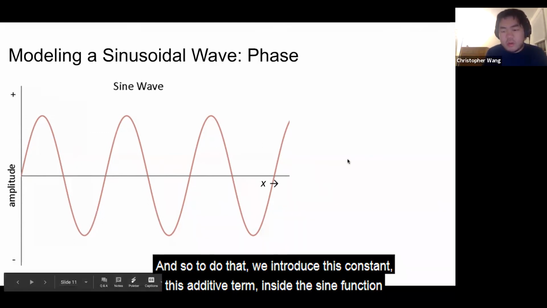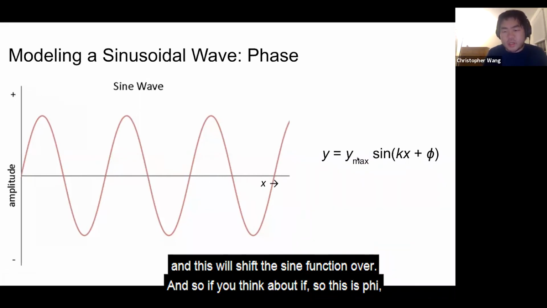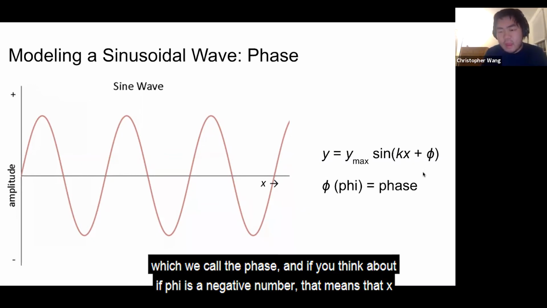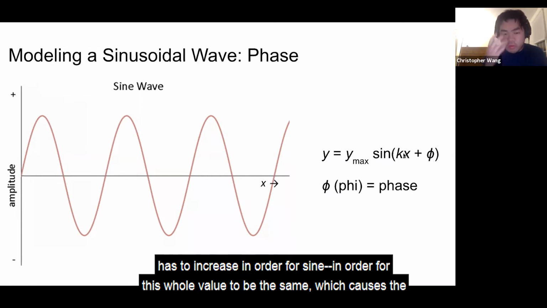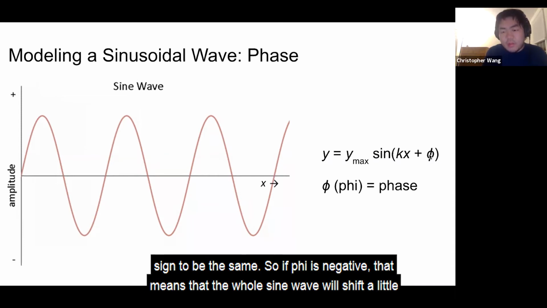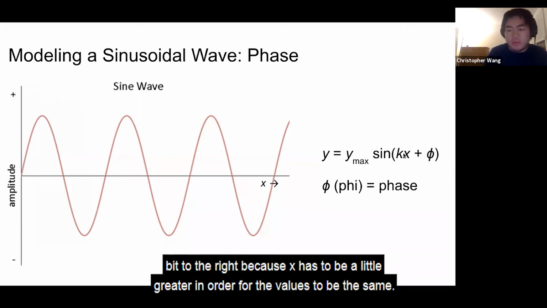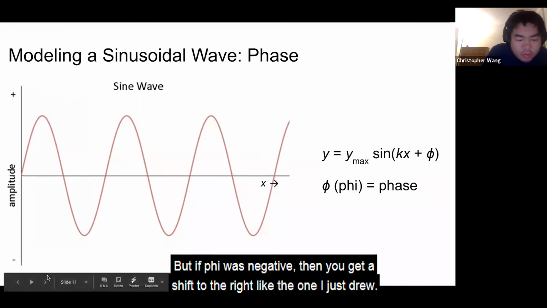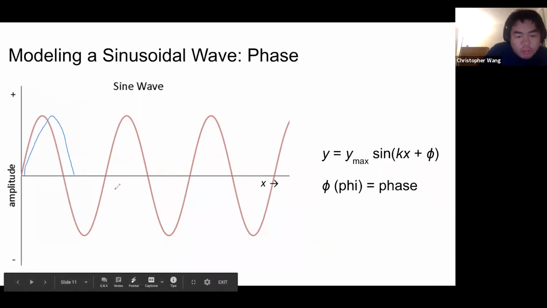To do that, we introduce this constant, this additive term inside the sine function, and this will shift the sine function over. This is phi, which we call the phase. If phi is a negative number, that means that x has to increase in order for this whole value to be the same, which causes the sine to be the same. So if phi is negative, the whole sine wave will shift a little bit to the right, because x has to be a little greater in order for the values to be the same. So if phi is negative, you get a shift to the right like the one I just drew.